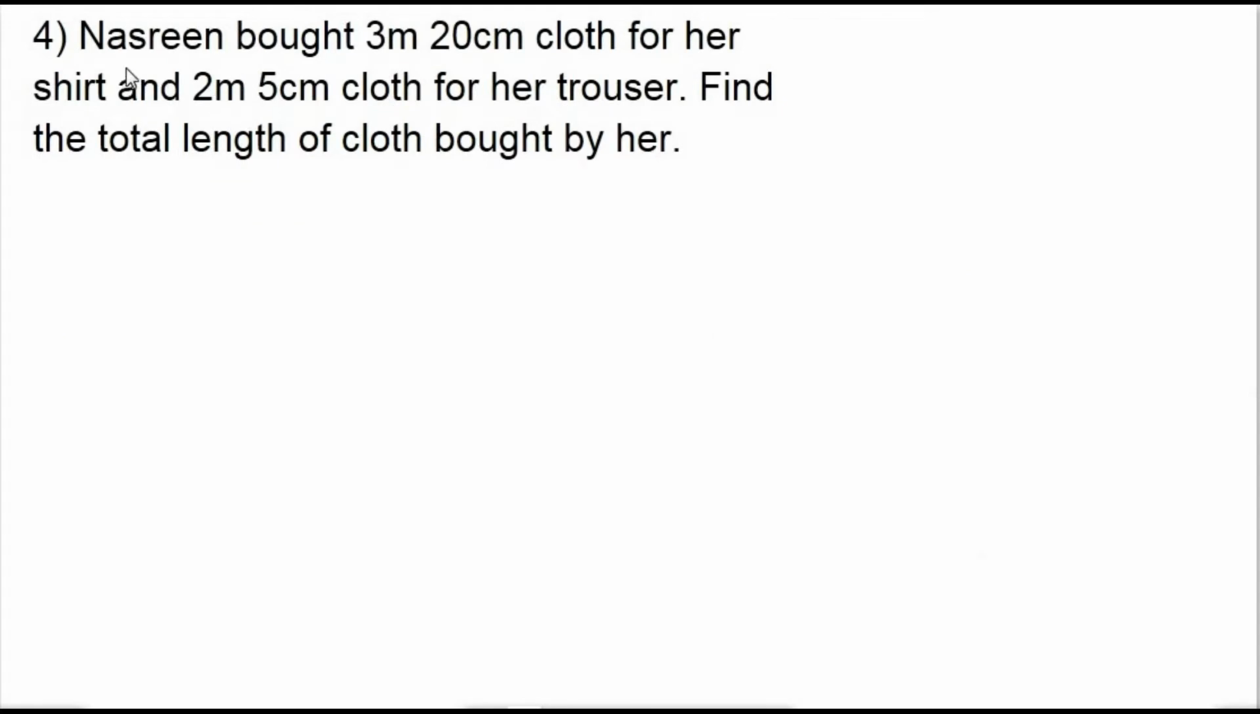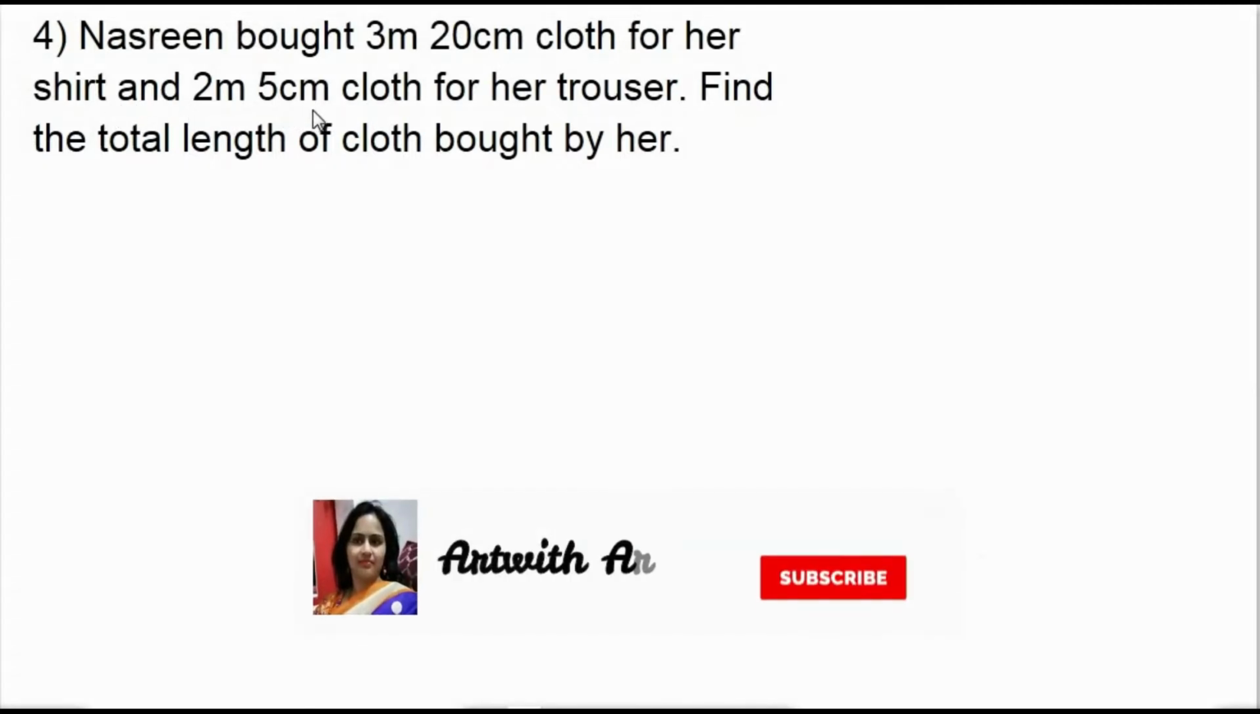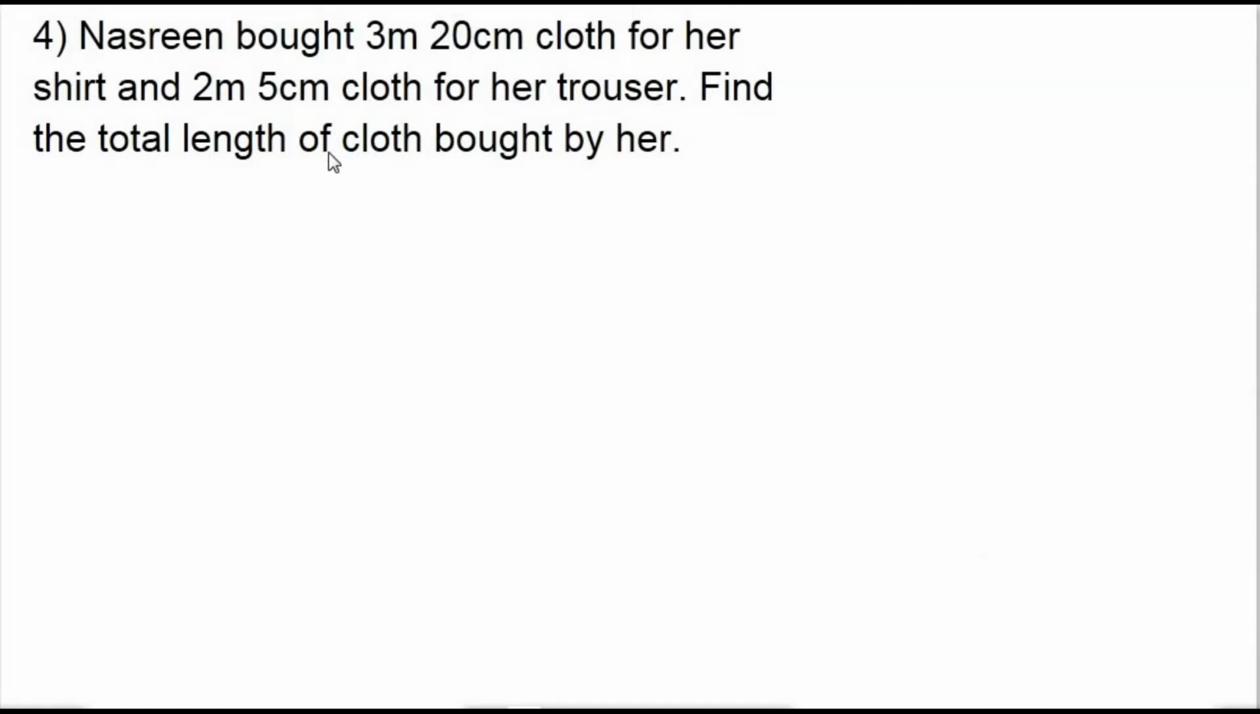Fourth question of this exercise is: Nasreen bought 3 meter 20 centimeter cloth for her shirt and 2 meter 5 centimeter cloth for her trouser. Find the total length of cloth bought by her. Again here you observe the word total. It means we need to add the two numbers given in the question. So here first number is 3 meter 20 centimeter, which is the length of cloth for her shirt, and second number is 2 meter 5 centimeter, which is the length of cloth for her trouser.